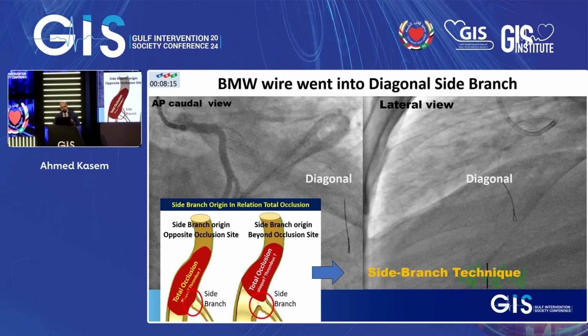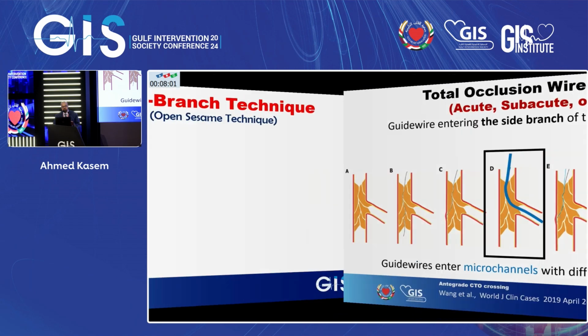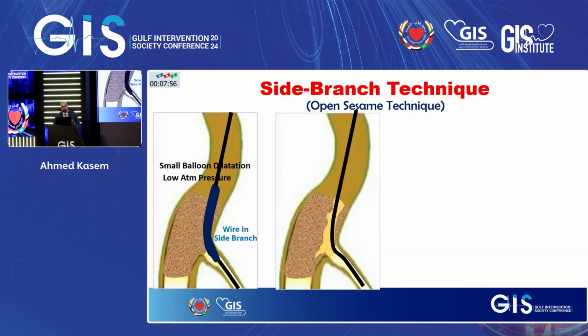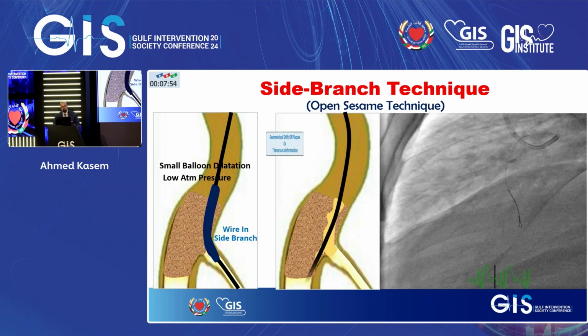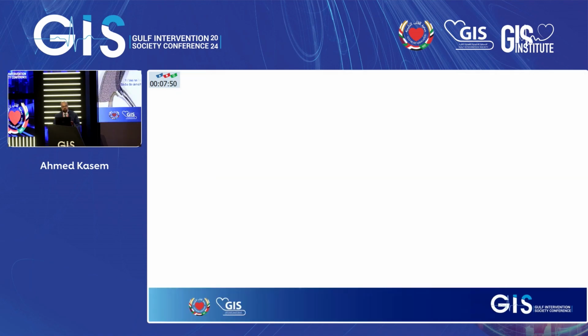At that moment, and this is always my practice, when you are sure that the wire went to the side branch, you can easily use what we call the side branch technique, whether in the acute setting, subacute setting, or even CTO setting. You can inflate a small balloon, 2 or 1.5, then you can easily redirect the wire after the geometrical shift and thrombus deformation. And this is actually what I did.